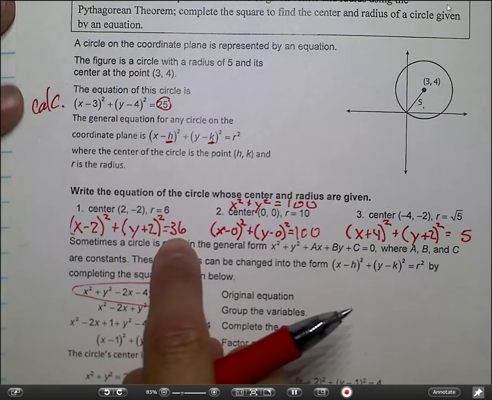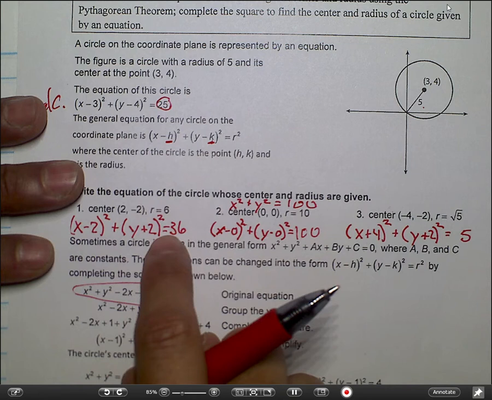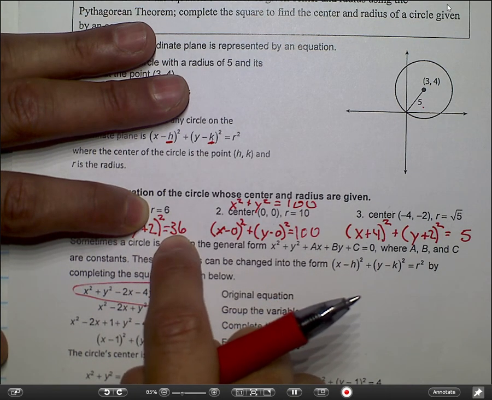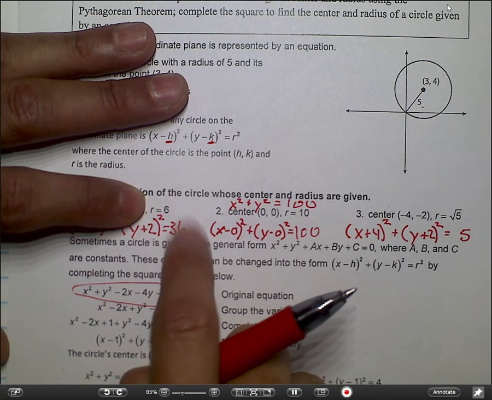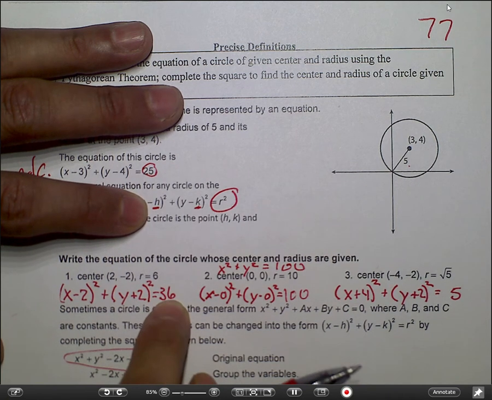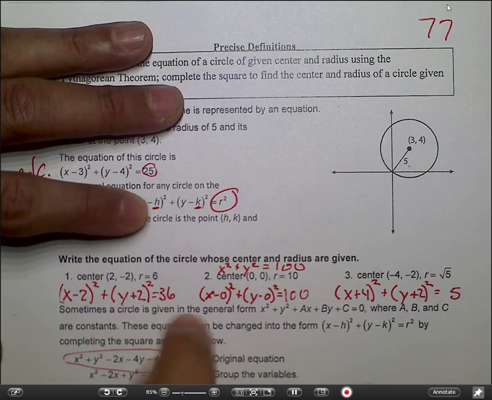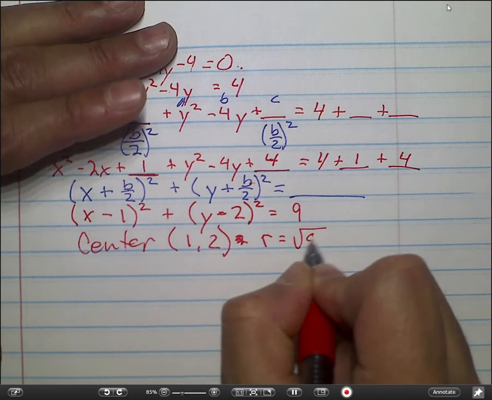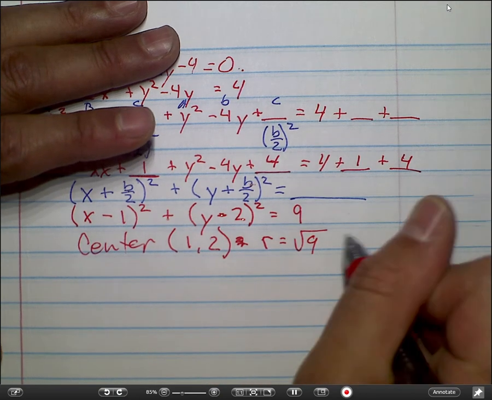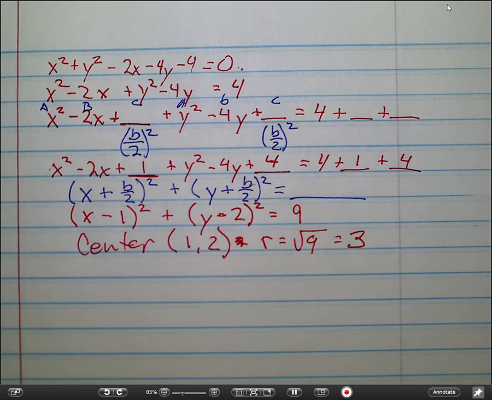Okay, so now look. What was the radius here? 6? The radius is 6, right? So my number out here is 36, but my radius is 6. What is the opposite of squaring? Square root, right? So it is going to be 3. So I take the square root of this number. So it's going to be square root of 9, which is just equal to 3.